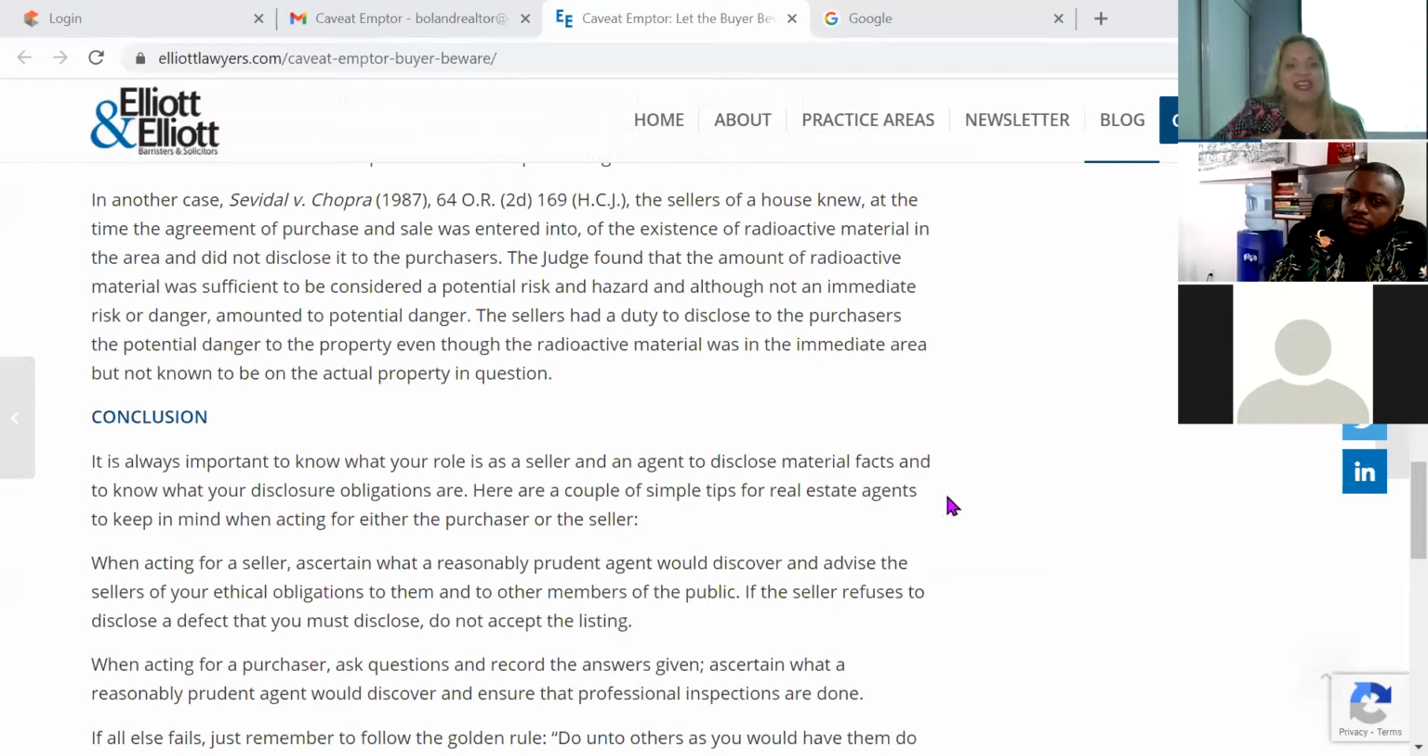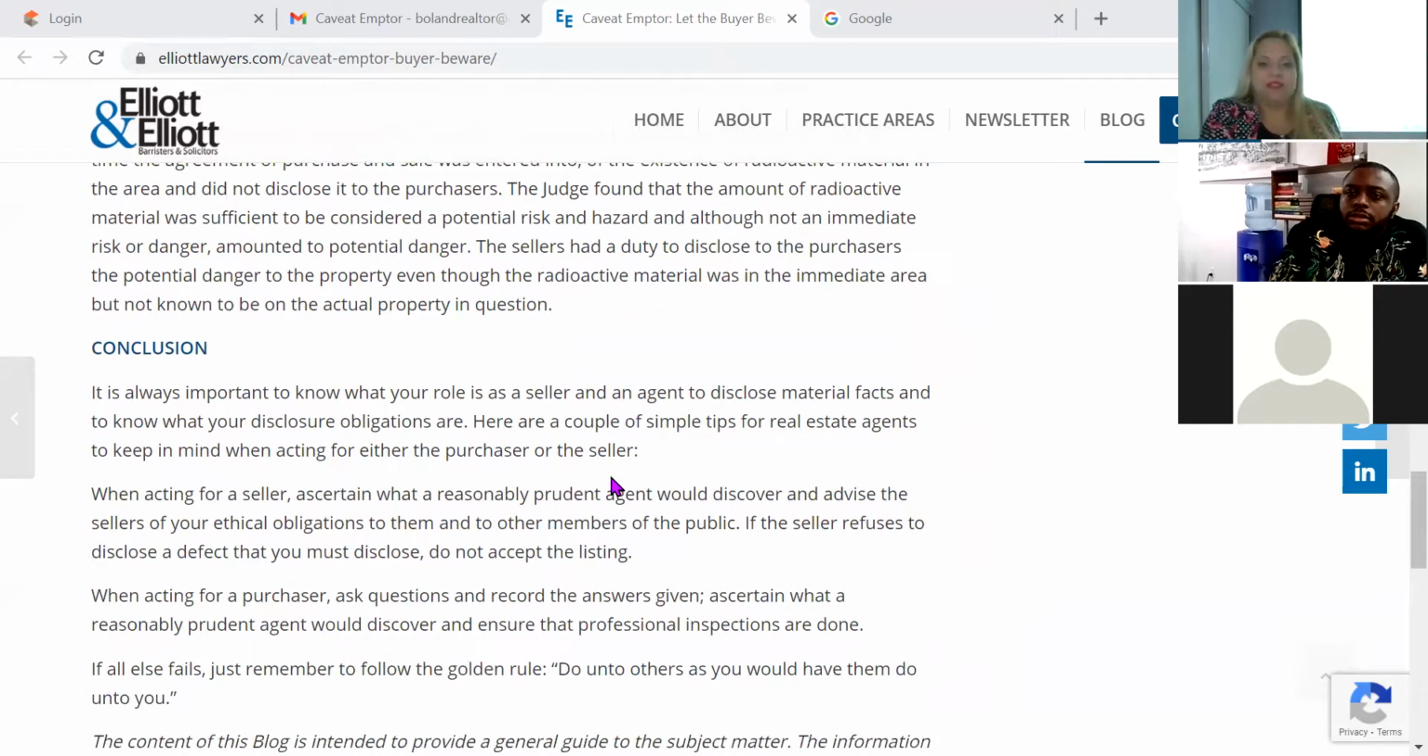In another case, Savidal and Chopra, the sellers of a house knew at the time the agreement of purchase and sale was entered into of the existence of radioactive material in the area and did not disclose it to the purchasers. The judge found that the amount of radioactive material was sufficient to be considered a potential risk and hazard, and although not an immediate risk or danger, amounted to potential danger. The sellers had a duty to disclose to the purchasers the potential danger to the property, even though the radioactive material was in the immediate area, but not known to be on the actual property in question.